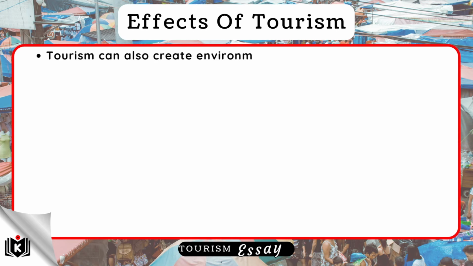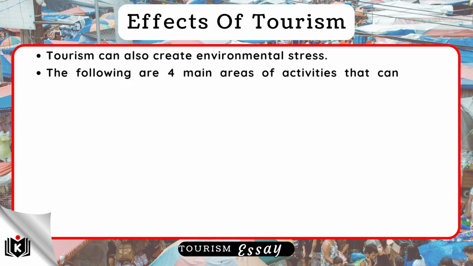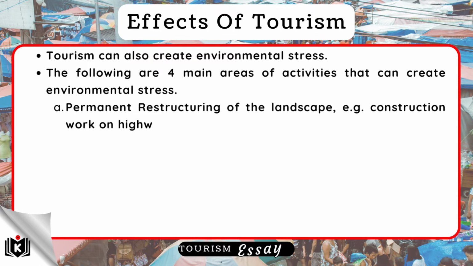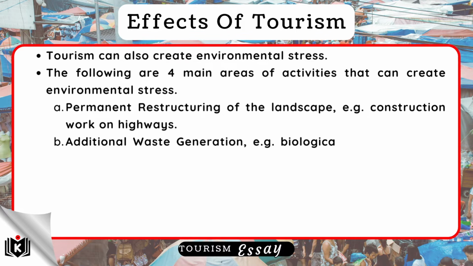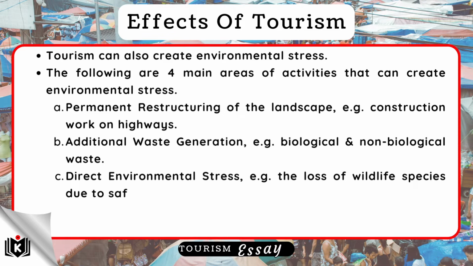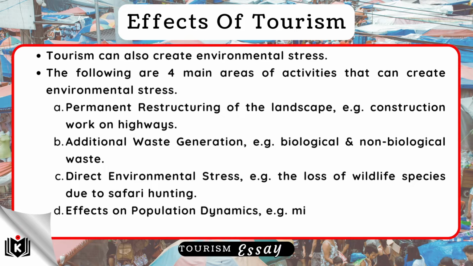Tourism can also create environmental stress. The following are 4 main areas of activities that can create environmental stress. Permanent restructuring of the landscape. For example, construction work on highways. Additional waste generation. For example, biological and non-biological waste. Direct environmental stress. For example, the loss of wildlife species due to safari hunting. And lastly, effects on population dynamics.